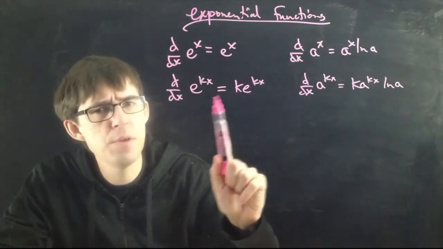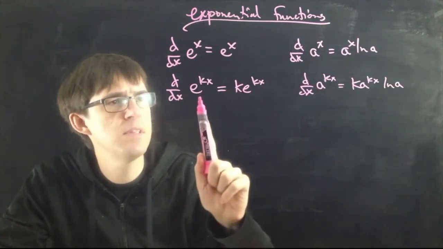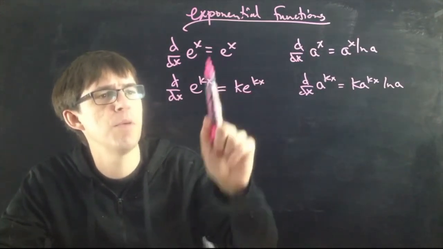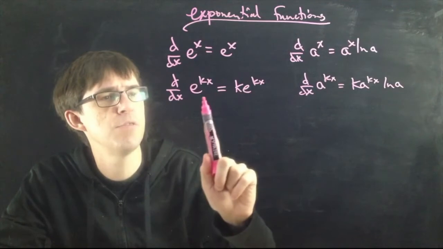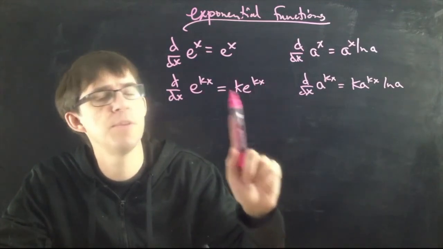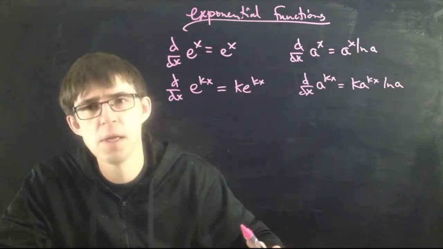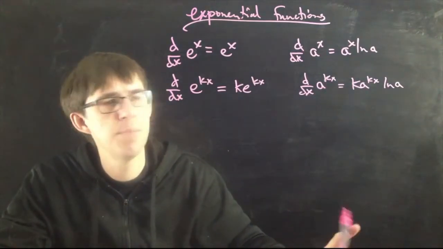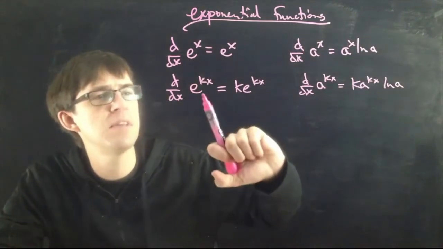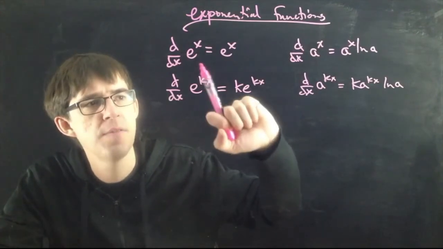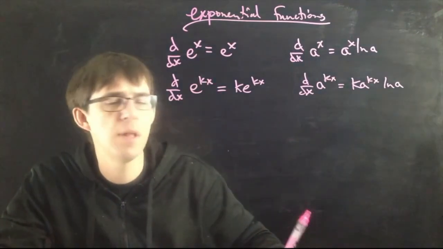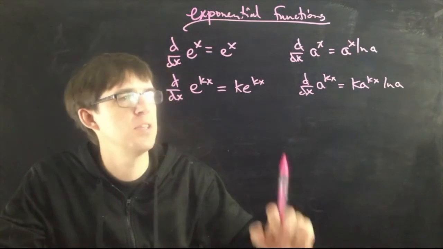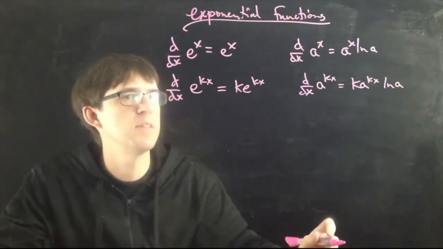These, probably you didn't write these down before, but this is what you get if you use the chain rule from the first one. E to the kx, when you take the derivative, you get the same thing again, which is e to the kx, but then you multiply times the derivative of the inside, which is k. All right, and this is what you'll get if you do the chain rule on a to the power kx. It turns out these kinds of exponential functions, where you have some constant inside the exponent, are very common in application. So it's useful to write these down as specific rules.